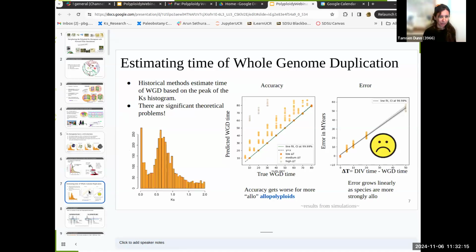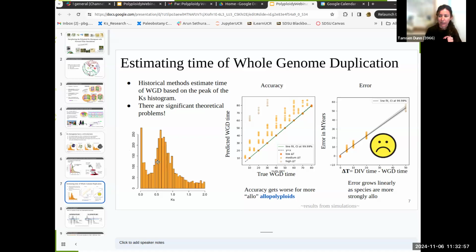But there are some problems with this. Here's our KS histogram, and I just explained the small scale duplication peak and the whole genome related peak right here in the paralogs. But when we're trying to use this to actually time when whole genome duplication occurred, there's a problem, because sometimes the time at which we start the clock on accumulating these differences between the paralogs is not the time of whole genome duplication.